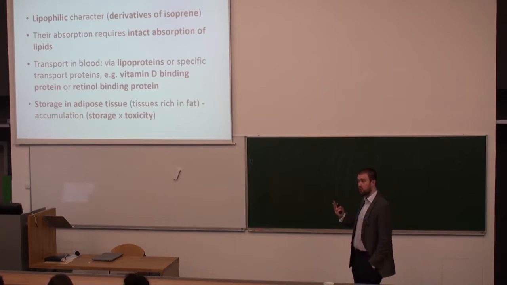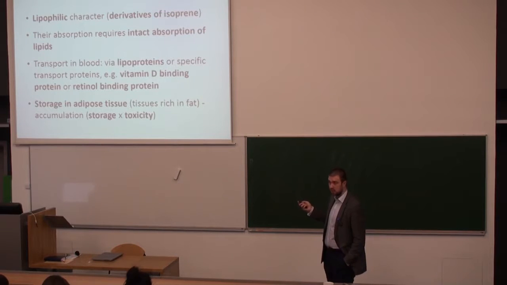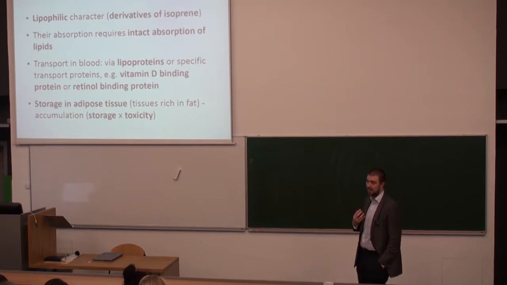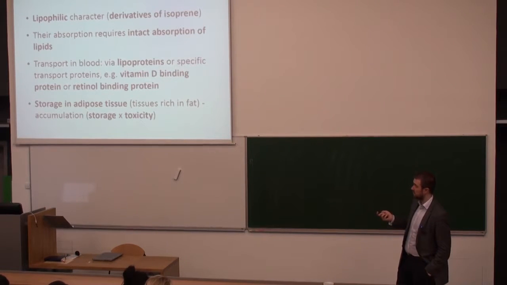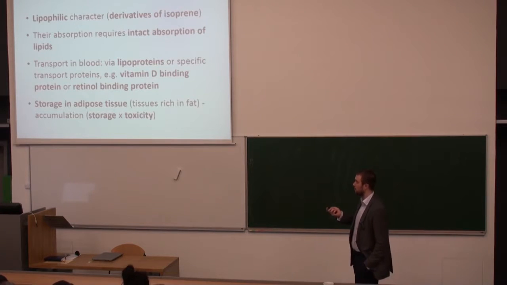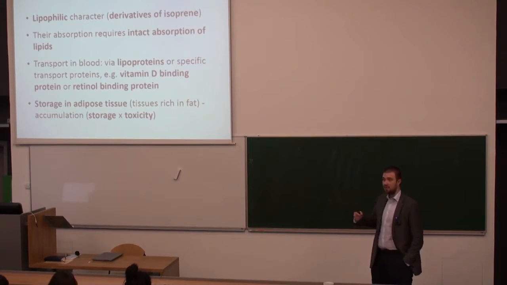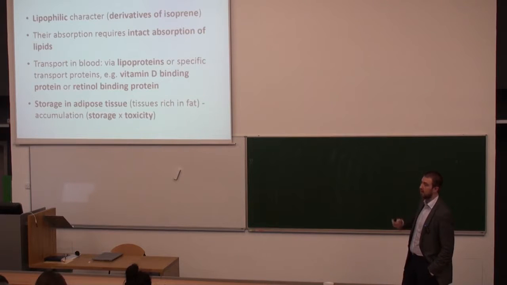Second, how do we transport them in the blood? We have two options. A non-selective way is via lipoproteins, that means together with other lipids. Or a second possibility is that we have there the special carriers. Here we have, for example, vitamin D binding globulin or retinol binding globulin. So that means for vitamin D and for vitamin A, we have special transport proteins inside the blood, enabling them to survive in the water solution.